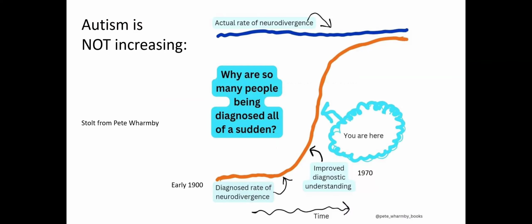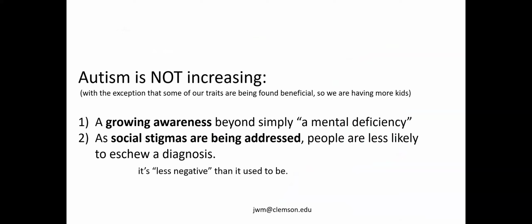One thing that this person who does speeches, Pete Wharmby, you can go look him up, has is this nice graph where he talks about why so many people are being diagnosed. Why is the diagnosis increasing? And it's not because the rate of people being autistic is growing, except for the fact that now we're becoming popular and having kids. The actual issue is the whole phenotype. We are understanding what this phenomenon is, and we are developing better metrics to say, okay, here's what it is, and here's who fits in that spectrum, and here's what doesn't technically fit on that spectrum. It's not increasing, besides a growing awareness, and social stigmas are being addressed.